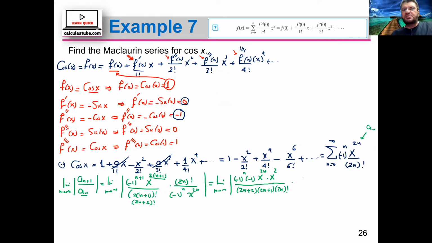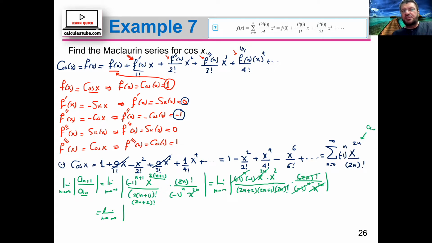Now, on the other side, you have (2n)! divided by (-1)^n times x^(2n). So now x^(2n) goes with x^(2n), (2n)! goes with this (2n)!, and (-1)^n goes with (-1)^n. What are we left with? So this is the limit as n goes to infinity of, look at the n's first, guys, and the constants.